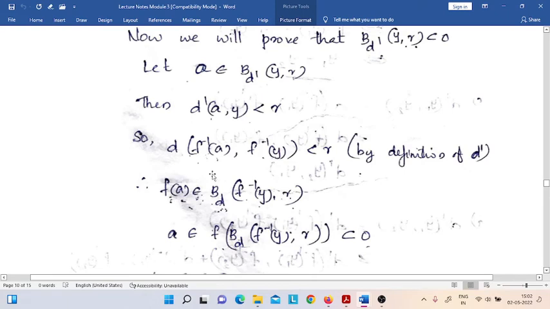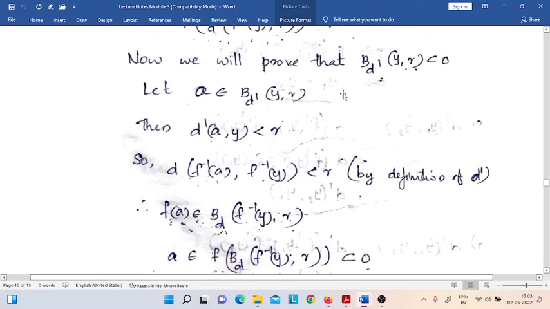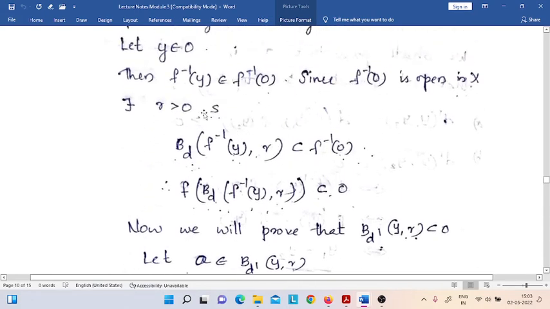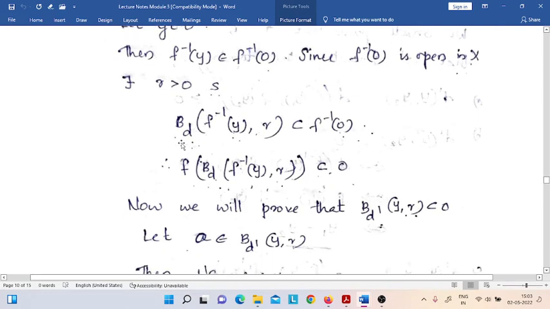Now f of a, therefore due to this, it's because this says that the distance from the point f inverse of a to f inverse of y is always less than r, where r is the radius of the ball that we choose here. r is the radius of the ball, as we have chosen. See, r is chosen such that the radius r is greater than 0 and B_D(f⁻¹(y), r) is a subset of f⁻¹(O), and r is the radius of this ball.